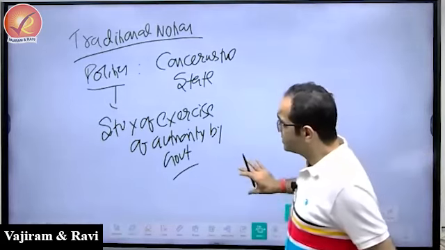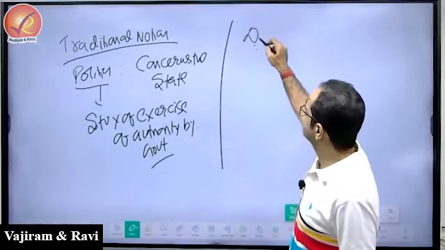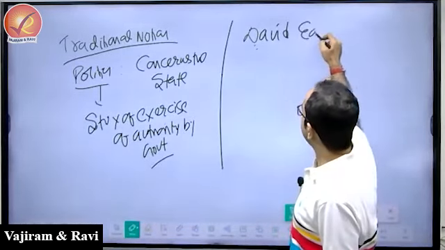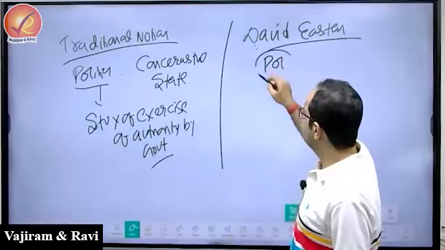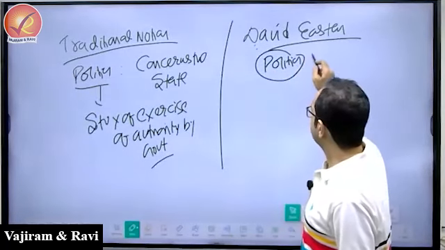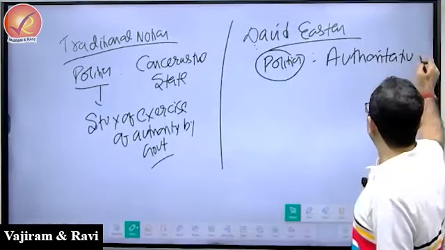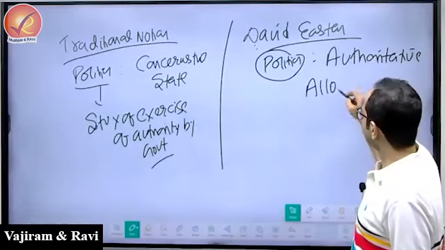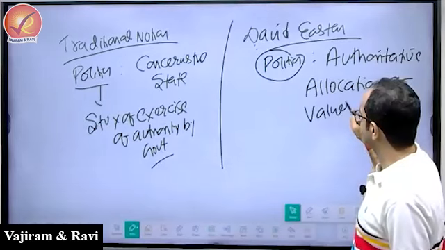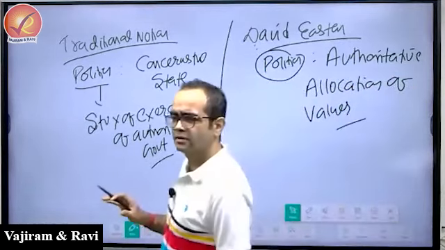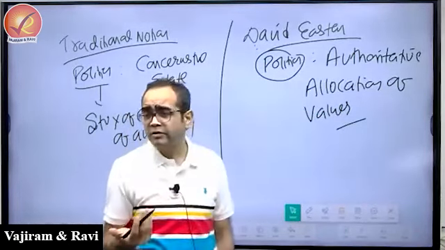And there is a famous definition of politics by a scholar called David Easton. David Easton says, what is politics? He said simply, politics is authoritative allocation of values. Simple definition. What is politics? Politics is nothing, it is authoritative allocation of values.